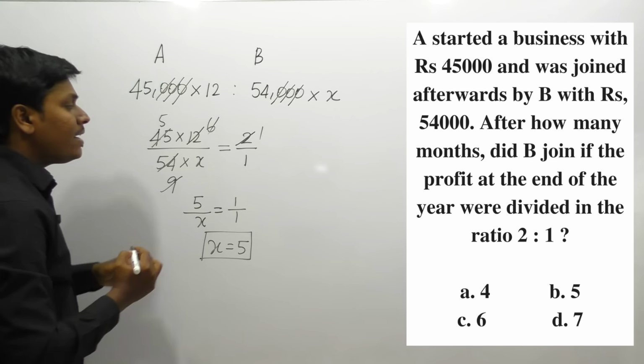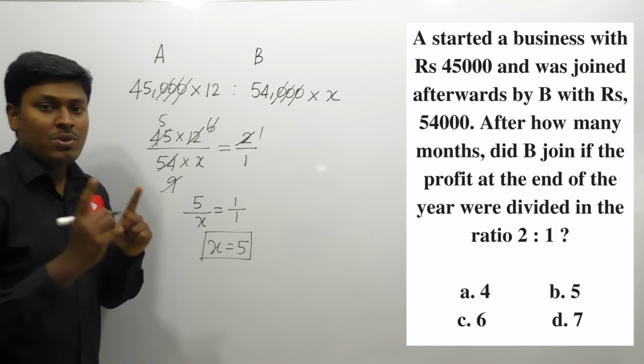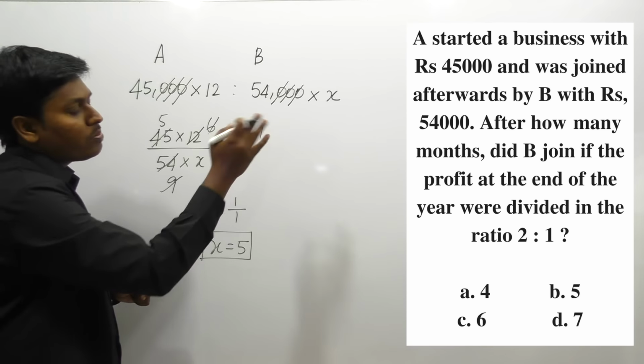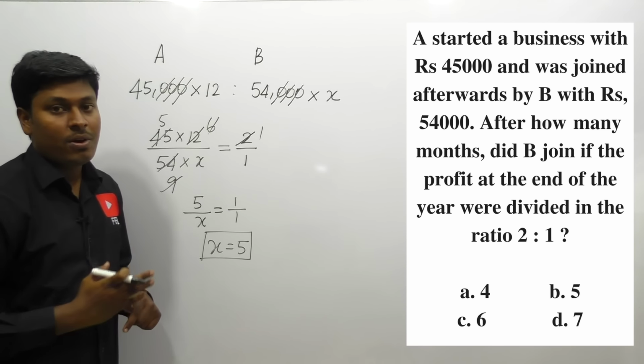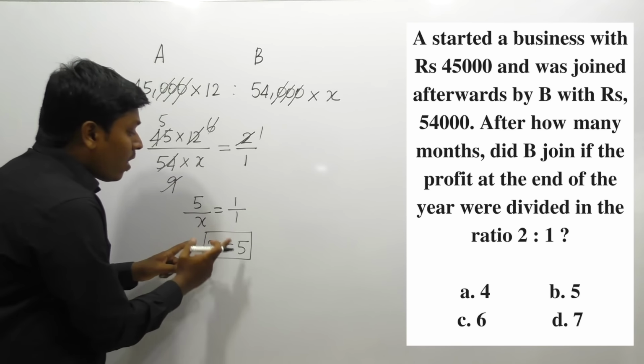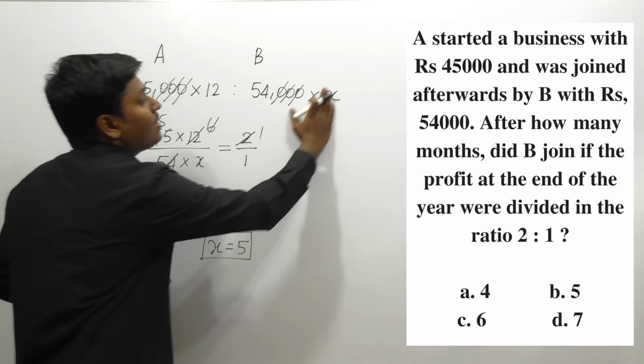So friends, after finding X is equal to 5, most of the students will make a mistake. They will directly go for option number 2 and say that X is equal to 5 will be your answer. That is exactly wrong. Listen here friends, we got X is equal to 5, that is 5 months.